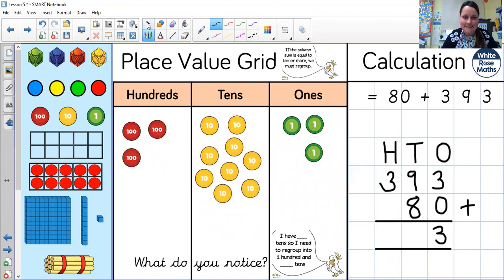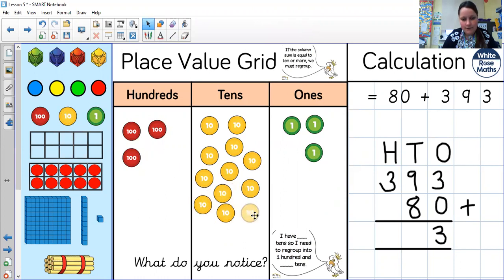9 tens add 8 tens. So let's add 8 tens together. 10, 20, 30, 40, 50, 60, 70, 80. That's a lot of tens, isn't it? It's definitely more than 10 in that column. So we're going to have to regroup our tens. So let's have a look at how many we've got. 1, 2, 3, 4, 5, 6, 7, 8, 9, 10, 11, 12, 13, 14, 15, 16, 17. So 9 add 8 tens equals 17 tens, 170.